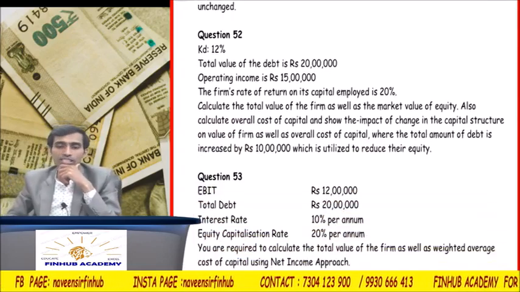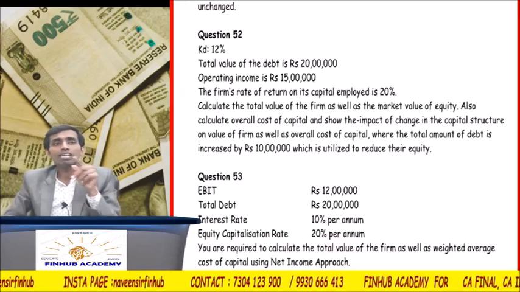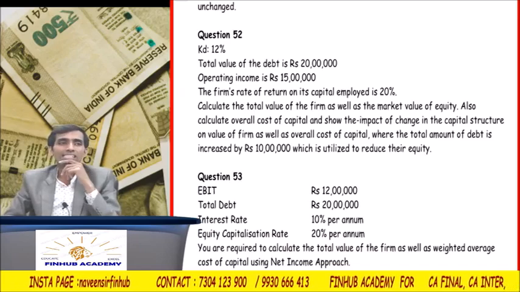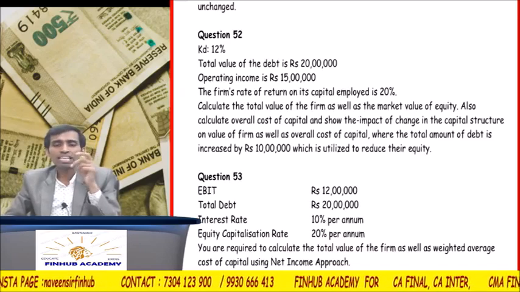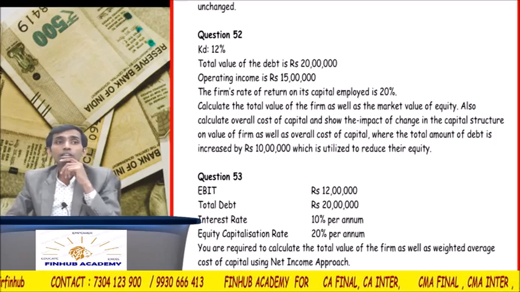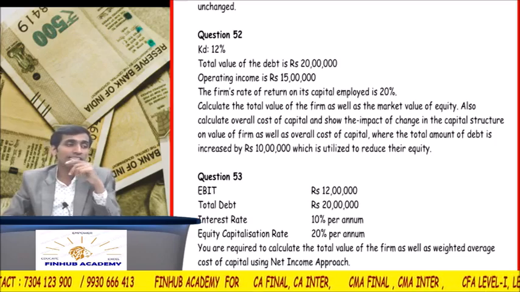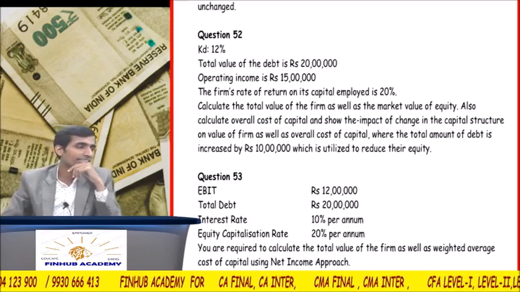KD is how much? 12%. Value of the debt is how much? 20 lakhs. Operating income is how much? 15 lakhs. The firm's rate of return on its capital employed is what? 20%. ROCE is 20%. Understood? Underline that. 20%. Underline.